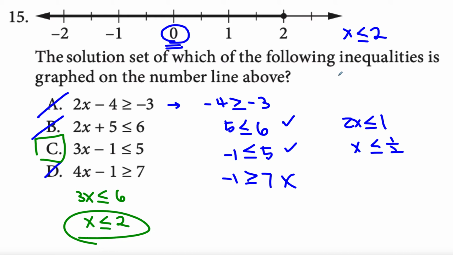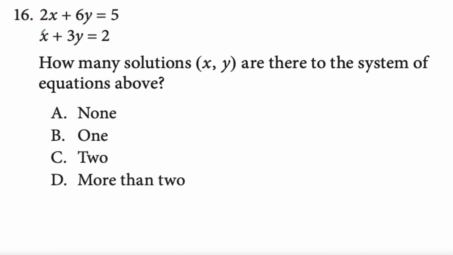All right, let's look at the next problem. We have two equations here. How many solutions? Now, in this case, one thing that I want you to realize is this. If I have 0x plus 0y equals 0, if everything cancels away, that means we have infinitely many answers.